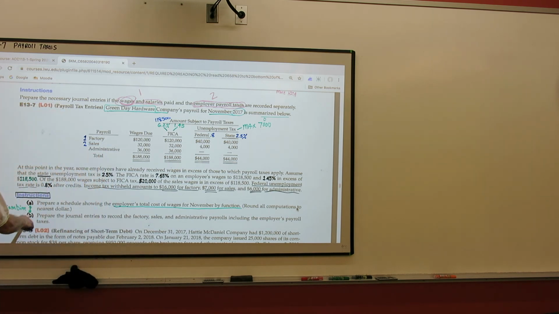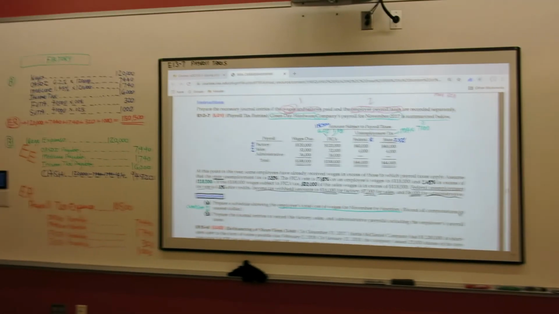By the way, this was A and B. For A, they asked us to do the schedule to show how much it costs to pay the employees, $130,500. By the way, that should tie out, does it? You see 120 plus the 10.5 is the 130,500. You see how that ties together? I'm out of the picture. Let me show you that again.